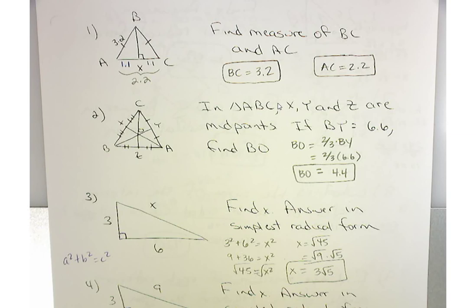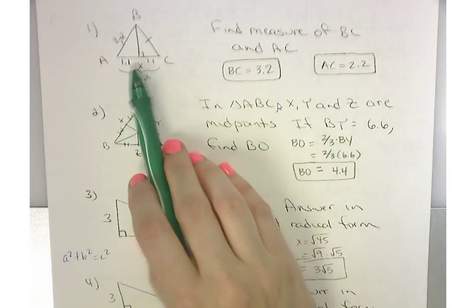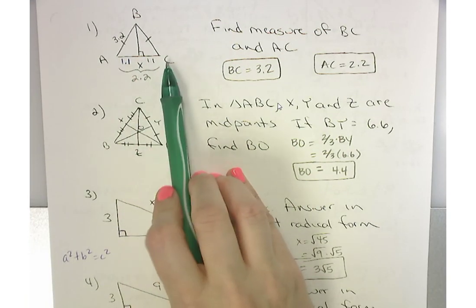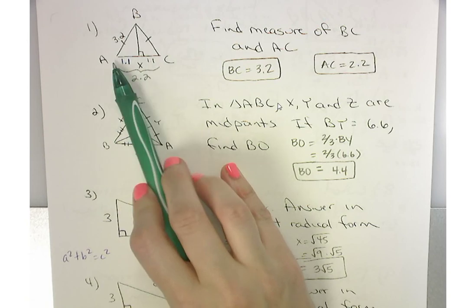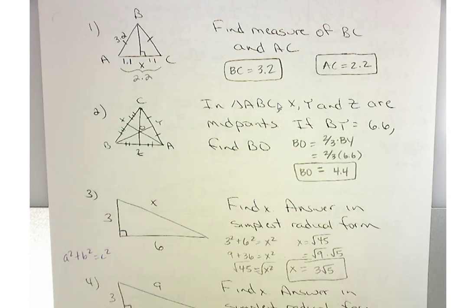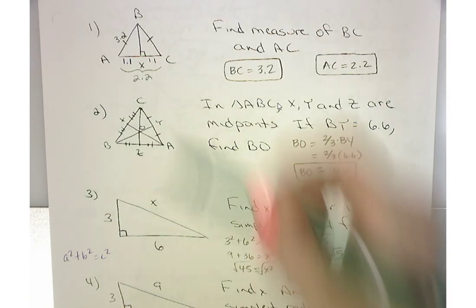All right, so for this one, if you have CX that's 1.1, then X to A is also going to be 1.1. And A to B is 3.2, which means B to C is also going to be 3.2. So AC is going to be 2.2. Okay, so you'd add those two together. Okay, so if this one's 3.2, BC is 3.2, these two are also going to be congruent. So then you're going to add them together.